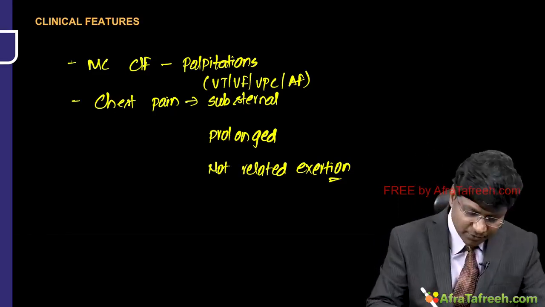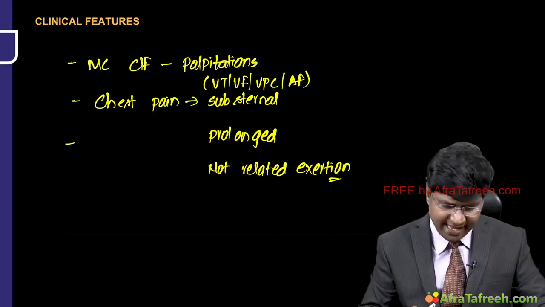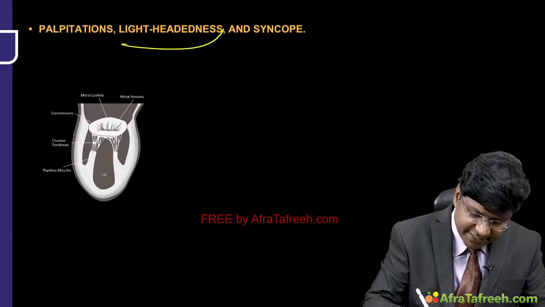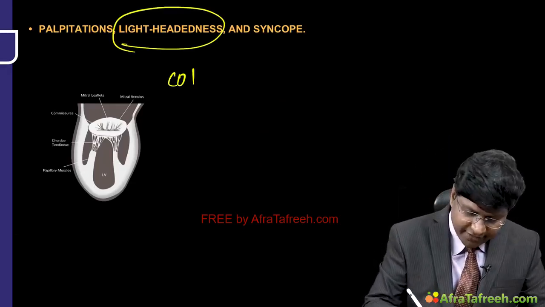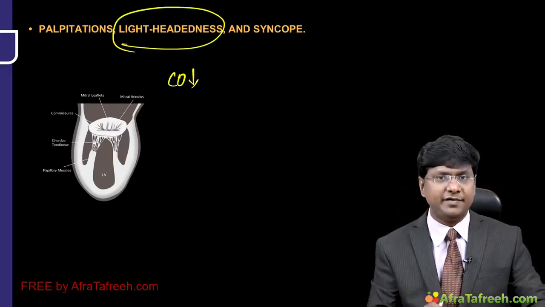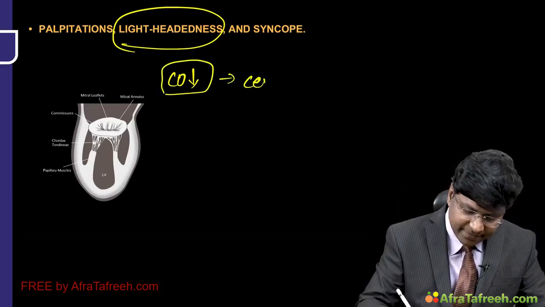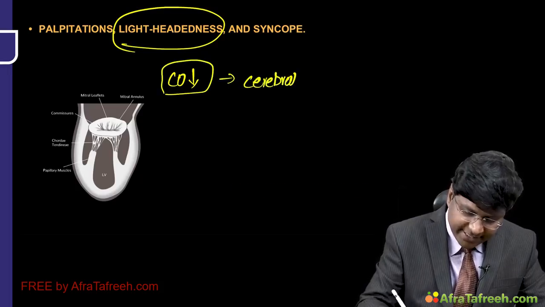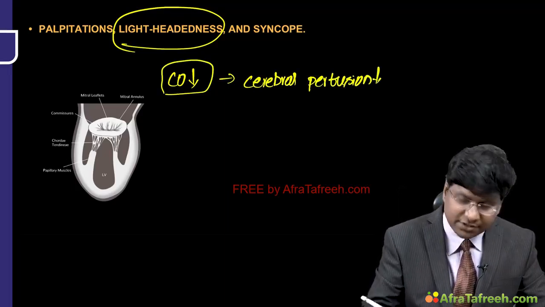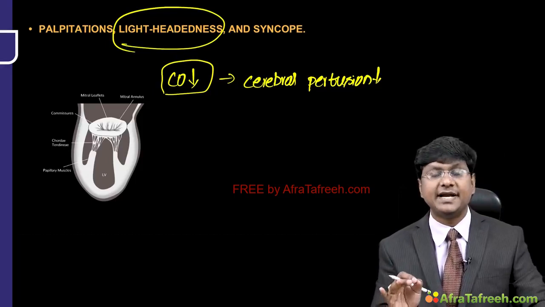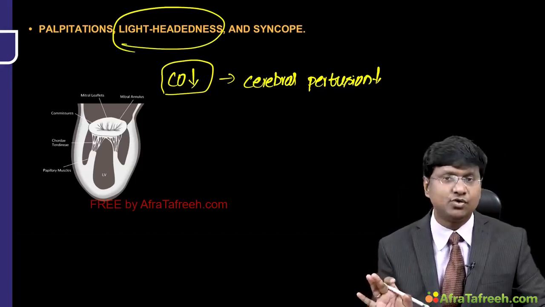Okay. Now, once these individuals develop arrhythmias, what will happen to the cardiac output? The cardiac output will be decreased in case of VT or VF. Once the cardiac output is decreased, what will happen to the cerebral perfusion? There will be a decrease in cerebral perfusion. Once there is a decrease in cerebral perfusion, that will cause lightheadedness as well as syncopal attack. Right, that will cause lightheadedness and syncopal attack.